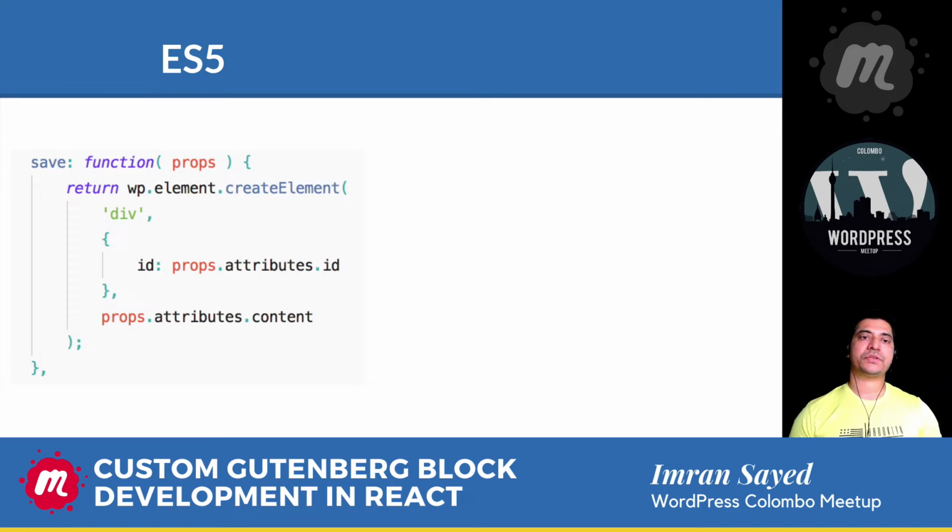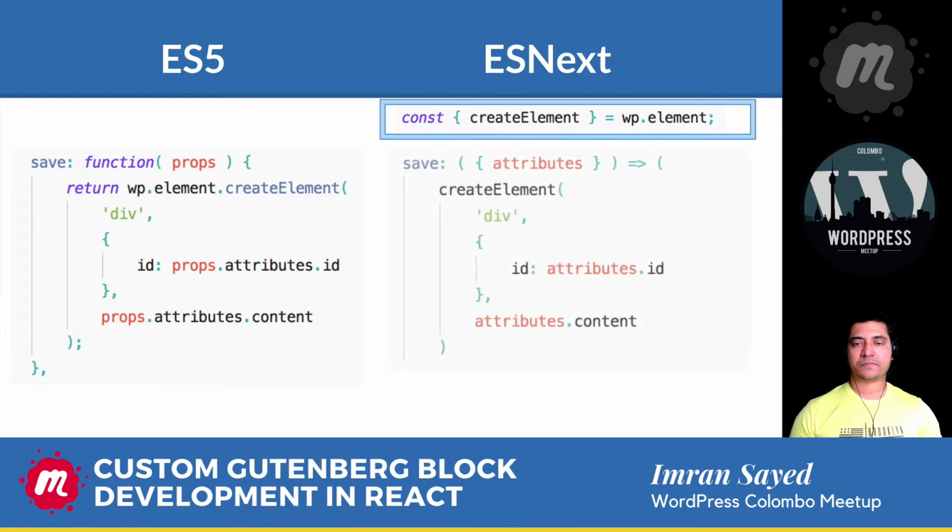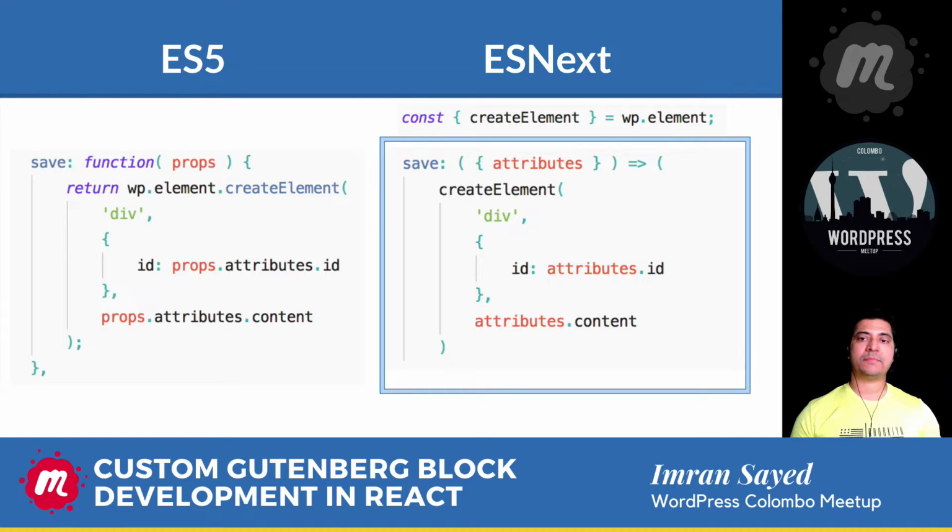Then if you had to write it in ES5, this is just an example. It's okay if it doesn't make sense to you right now, but just take a look at this piece of code. On the left hand side you have the save function. It returns wp.element.createElement. This is basically creating a div element with a certain ID and certain content. If you had to write the same thing in ESNext, you have the option of object destructuring, which means you can pull the createElement function out of wp.element, and then you can simplify this in a better way.